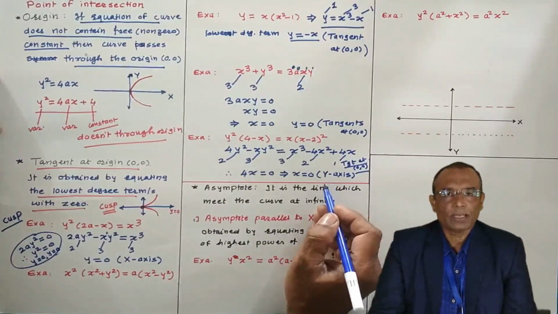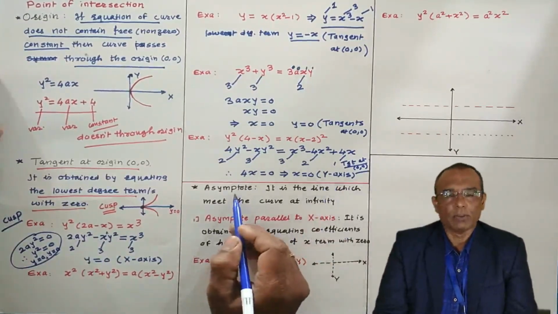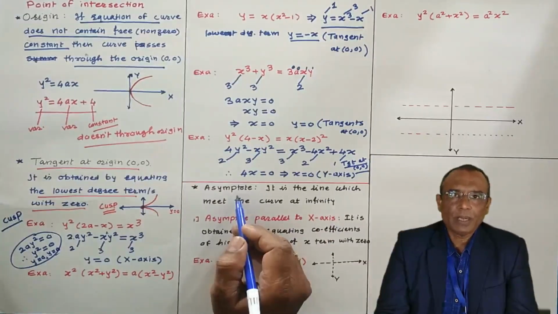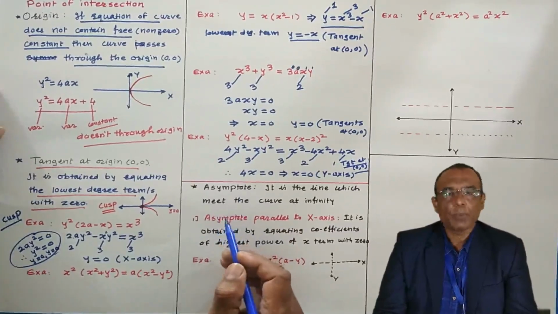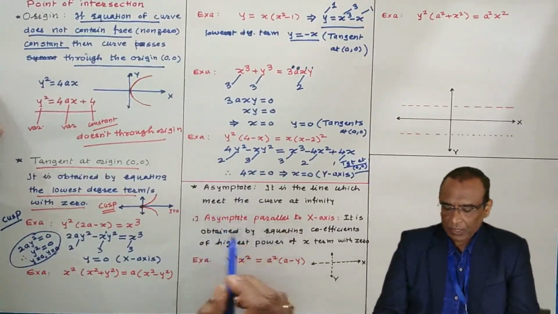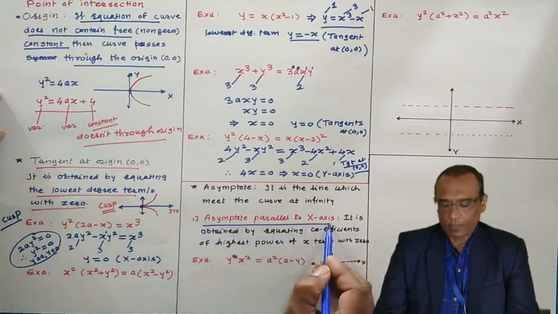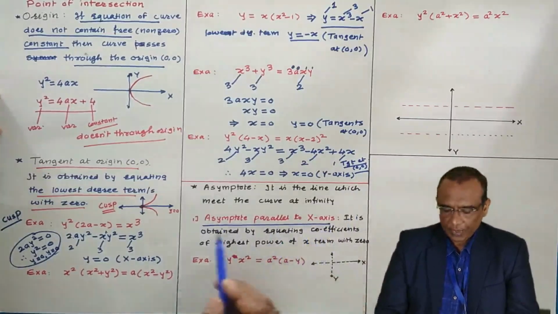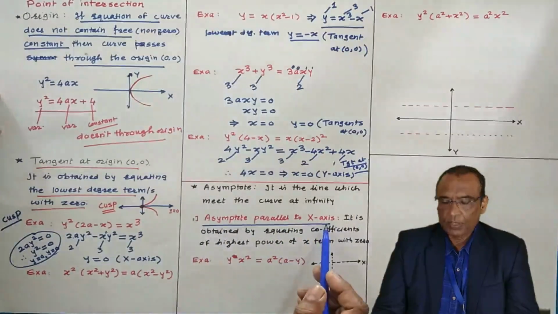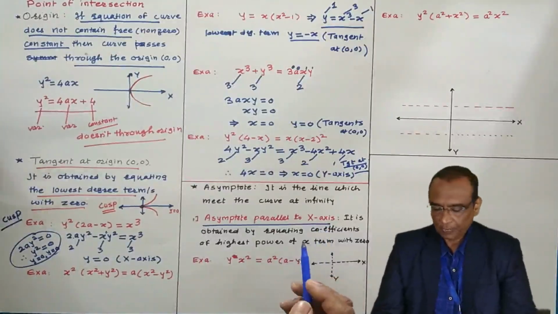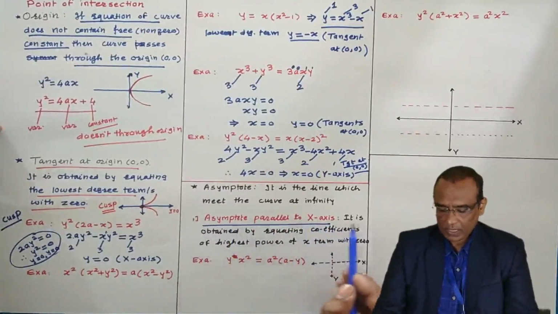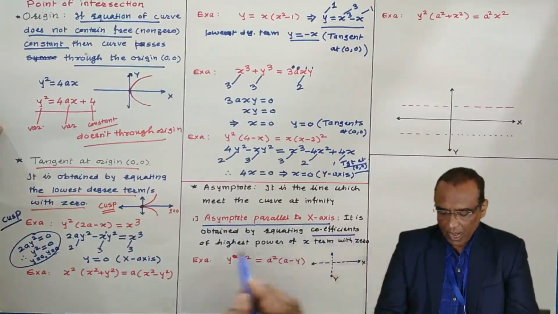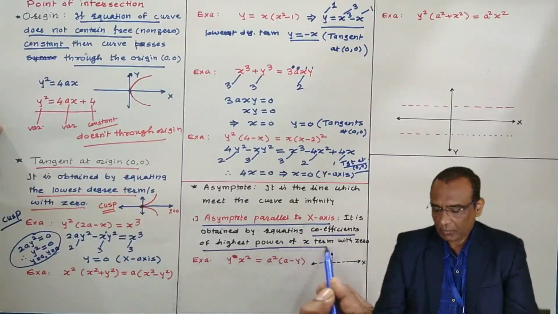Now, the next important characteristic is the asymptote to the curve. What is meant by asymptote? An asymptote is a line which meets the curve at infinity. And there are two types of asymptote we are going to study here: asymptote parallel to the x-axis and asymptote parallel to the y-axis. Firstly, the asymptote parallel to the x-axis. How do you get the asymptote parallel to the x-axis? It is obtained by equating the coefficient of the highest power of x to 0.